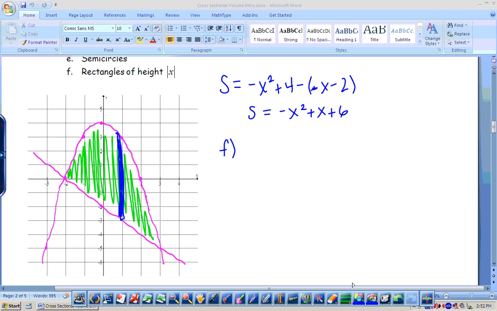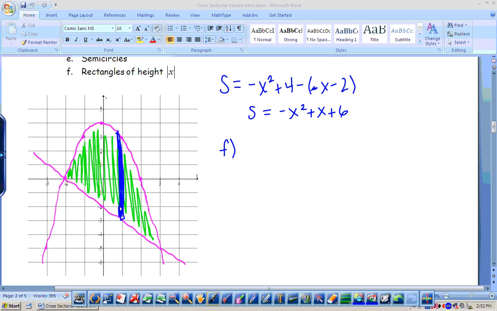All right, so in example F, the cross sections are supposed to be rectangles with a height of square root of x. And this is a little different than all the other formulas that we've talked about, but we're really working it exactly the same way. The formula for a rectangle is the length of the base times the height. Well, the length of the base of this rectangle, all these rectangles, is still going to be s that we've identified, and then the height is absolute value of x.